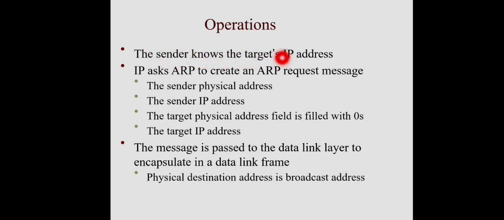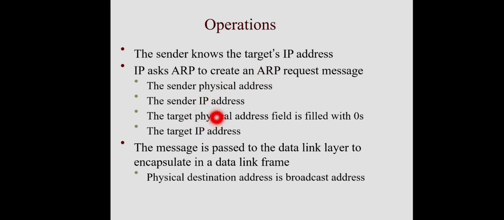In a brief manner, the sender knows the target's IP address. It wants to know the corresponding MAC address, right? So IP in the sender machine asks the ARP in the sender machine's network layer to create an ARP request message carrying this information. The sender's physical address will be there, the IP address will be there, and the target's physical address is not known, so it will be filled with zeros, and the target IP address will be there.